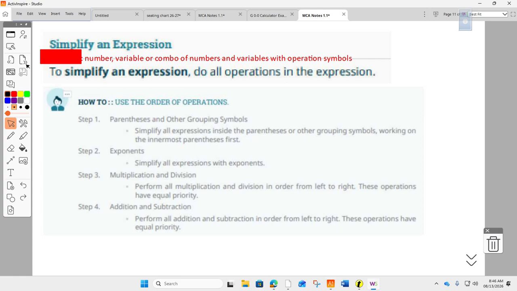All right. Expression. We got the next one. We talked about what an expression is not, but an expression is a number or variable, or a combination of numbers and variables with operation symbols. So 3 is an expression. 3y is an expression. 3 plus x is an expression.